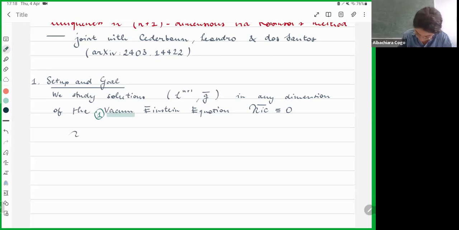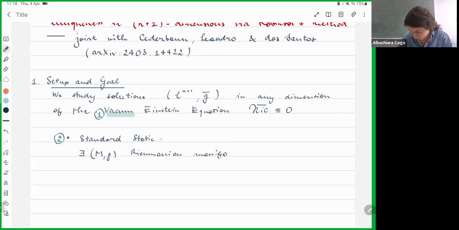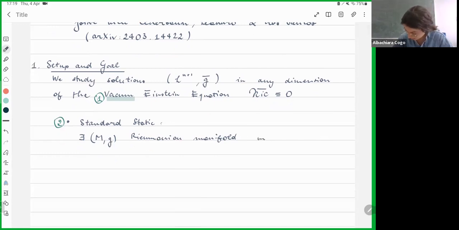And then we also require that the solution is standard static. And this means that basically the spacetime is built from a Riemannian manifold, which I'm going to call (M, g). So the g bar will be the Lorentzian metric, and the little g will be the Riemannian metric from a time slice. So we have a Riemannian manifold with a compact boundary, and a function which is smooth on this Riemannian manifold, which is positive in the interior.